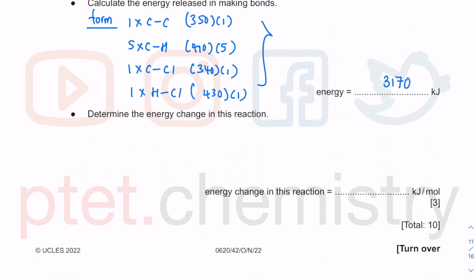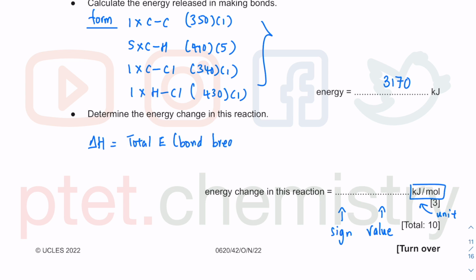In terms of the energy change, this is actually the enthalpy change. As you can see there, there's kilojoule per mole, which means we must have a sign and a value, as that's referring to enthalpy change, and the unit is already given. This is the total energy for bond breaking minus the total energy for bond forming. So it's basically the energy absorbed for breaking bonds minus the total energy released for making bonds.